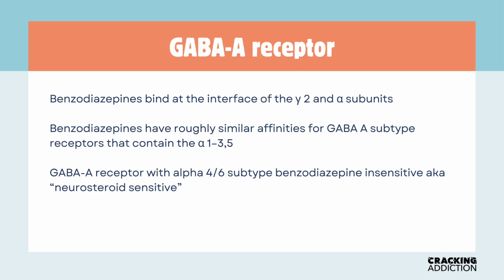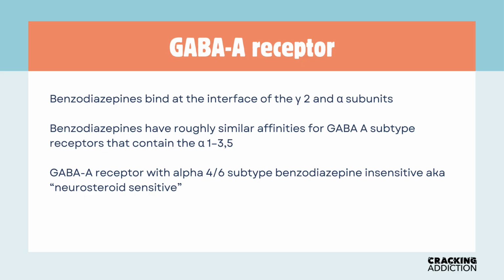And there are different binding sites for the benzodiazepines and for GABA and for barbiturates on this pentameric 5-part straw that surrounds this chloride channel. Interestingly, benzodiazepines bind at the interface of what we call the gamma-2 and the alpha subunit. So I told you that the benzodiazepine receptor had 5 parts to it. Some of the parts are named alpha, some of the parts are named gamma, and the benzodiazepine site is at the interface between the gamma-2 and the alpha subunit.